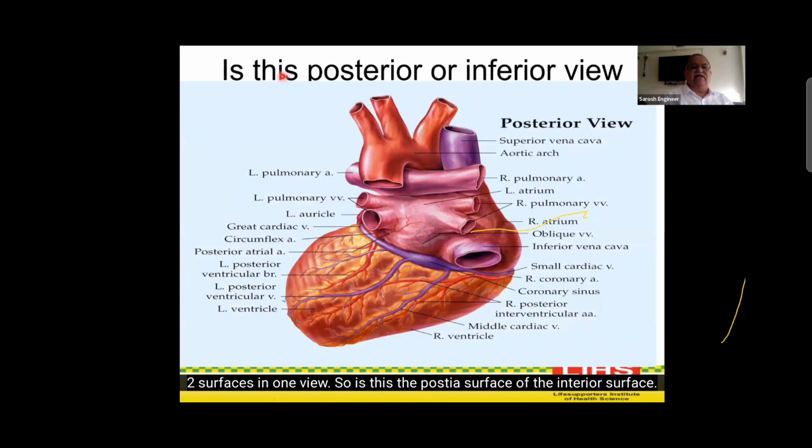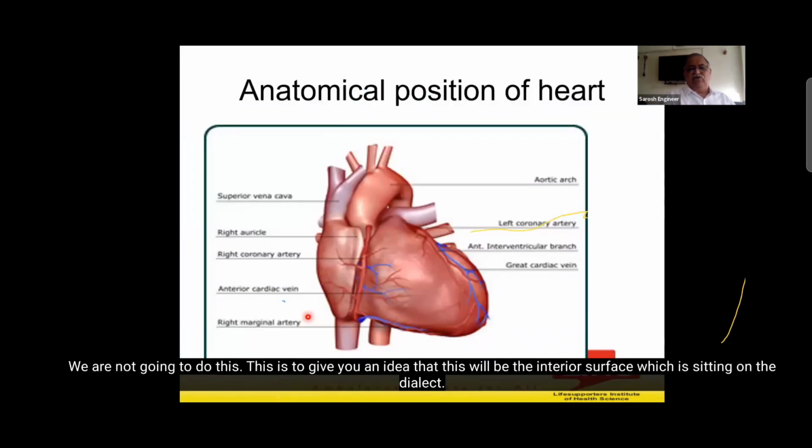So here it is asking, is this the posterior surface or the inferior surface? So this much is the posterior surface, and this is the inferior surface. This is because we have taken out the heart. So forget about this. We are not going to do this. This is to give you an idea. This will be the inferior surface, which is sitting on the diaphragm.